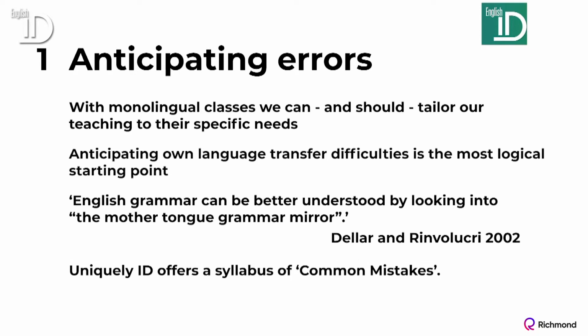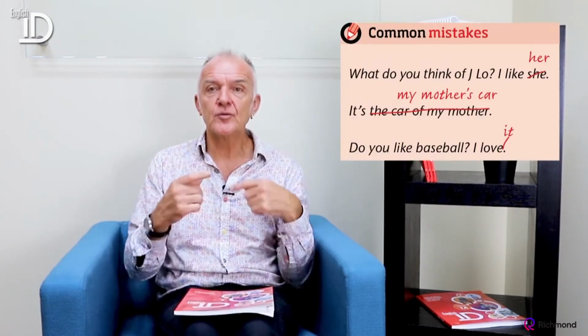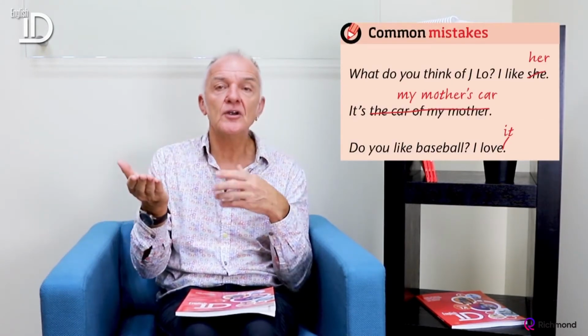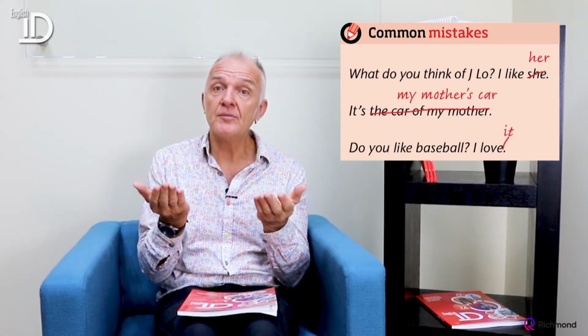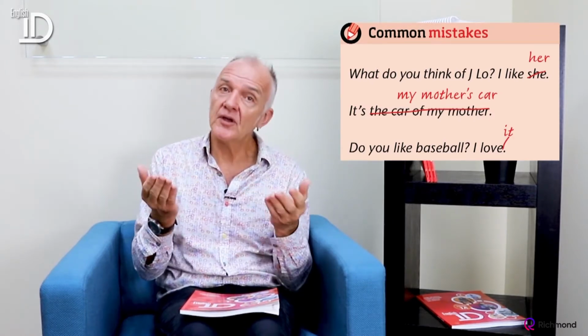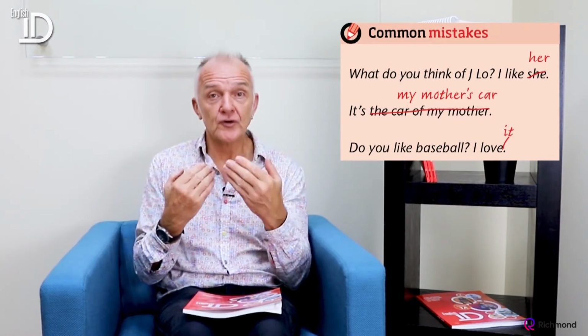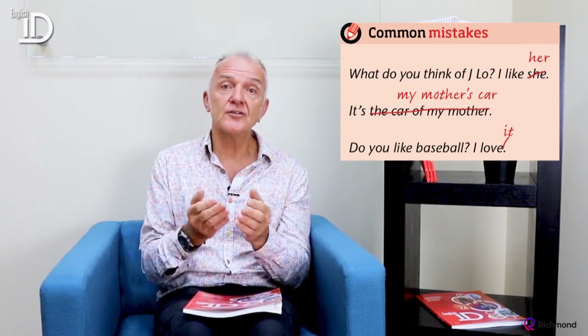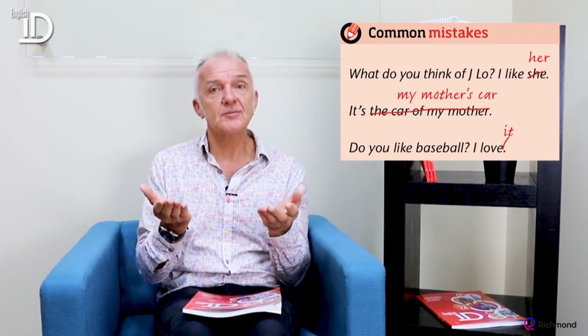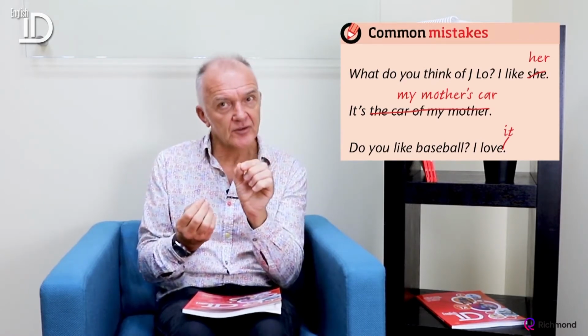Uniquely, English ID offers a syllabus of common mistakes. Every lesson anticipates the typical errors that learners will make when they translate from Spanish or Portuguese in order to help them to avoid doing so. So, by studying the common mistakes before the lesson, or during the lesson, or after the lesson to revise, they can avoid making these mistakes and so get accurate more quickly. Our syllabus has 110 common mistakes just in level 1 alone.